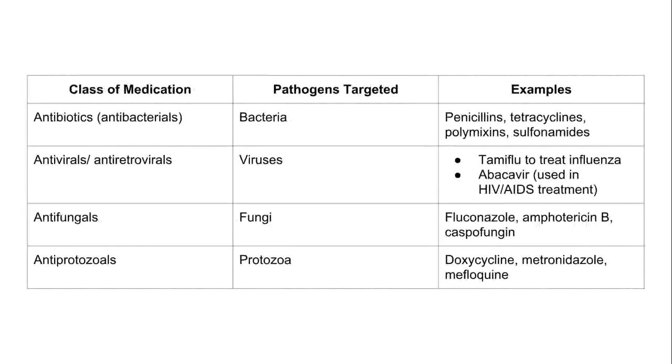So here we have different classes of medications, the pathogens they target, and then some examples of these. We talk about antibiotics, which are sometimes called antibacterials, as they target bacteria. We see penicillins and tetracyclines and those other examples there. We also have antivirals or antiretrovirals, which obviously target viruses. Some examples here are Tamiflu, which has been used to treat influenza, and Abacavir, which is used in HIV and AIDS treatment. And then we also have antifungals and antiprotozoals, and we can see those listed in the table there.